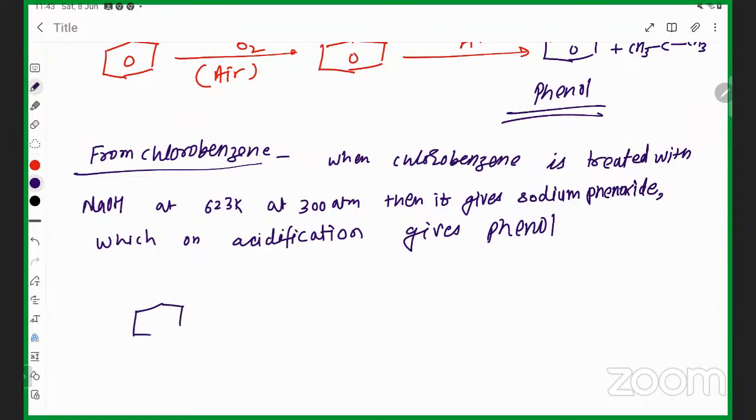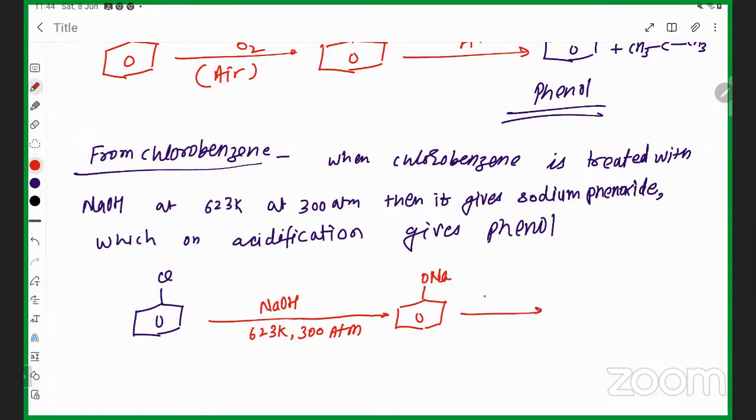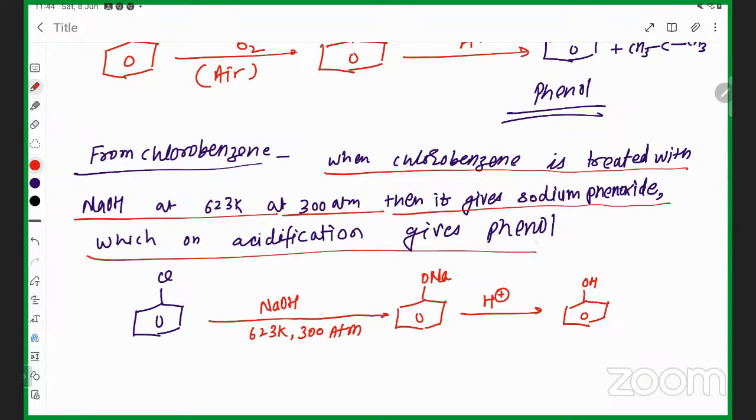Suppose this compound is chlorobenzene. Here Cl is there. Now you are treating with the NaOH. That is why the high temperature is required, Sannoy, because there is the partial double bond character in the chlorobenzene. So it will give the intermediate, that is called sodium phenoxide, ONa. Then you have to do the hydrolysis, H plus, or acidification. It will give the product. So when chlorobenzene is treated with NaOH at 623 Kelvin and 300 atm, it gives sodium phenoxide, which on acidification gives phenol.